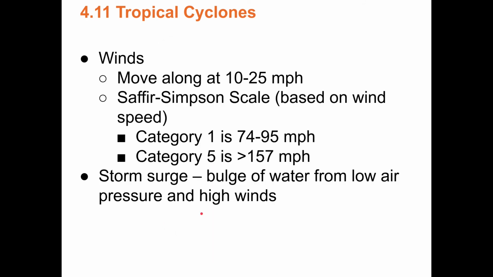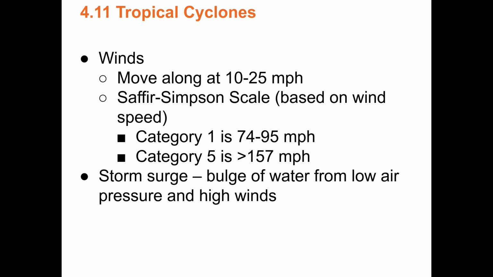Tropical cyclones move along at 10 to 25 miles an hour. They're measured with the Saffir-Simpson scale. Once they get to 74, 75 miles an hour, they're a Category 1 hurricane. At 96 miles an hour, they'd be a Category 2. Above 157, they're a Category 5.